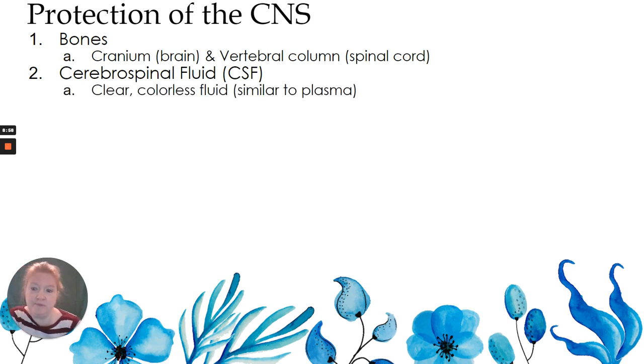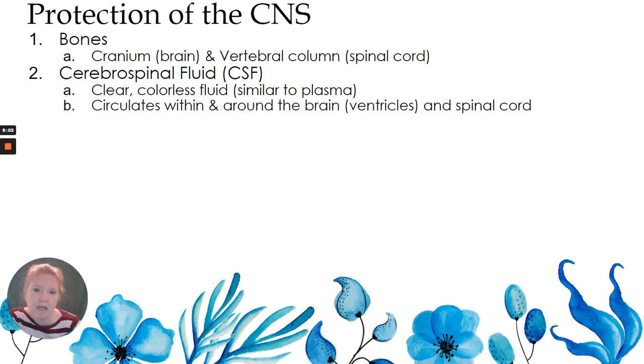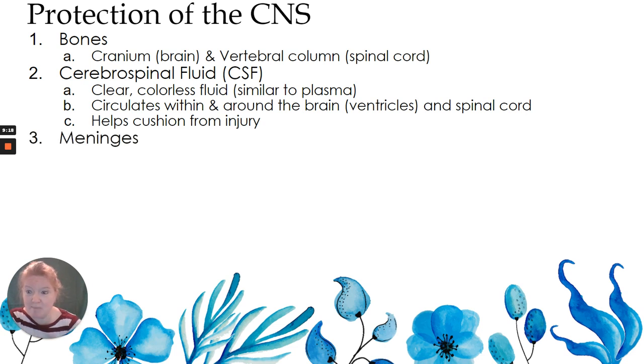and it is a clear, colorless fluid similar to plasma. And it circulates within and around the brain. It's in these little pockets sort of in the brain called ventricles, but it also circulates around the spinal cord as well, the whole central nervous system. And it helps to provide some cushion and protection from injury. But that's not it. There's more.